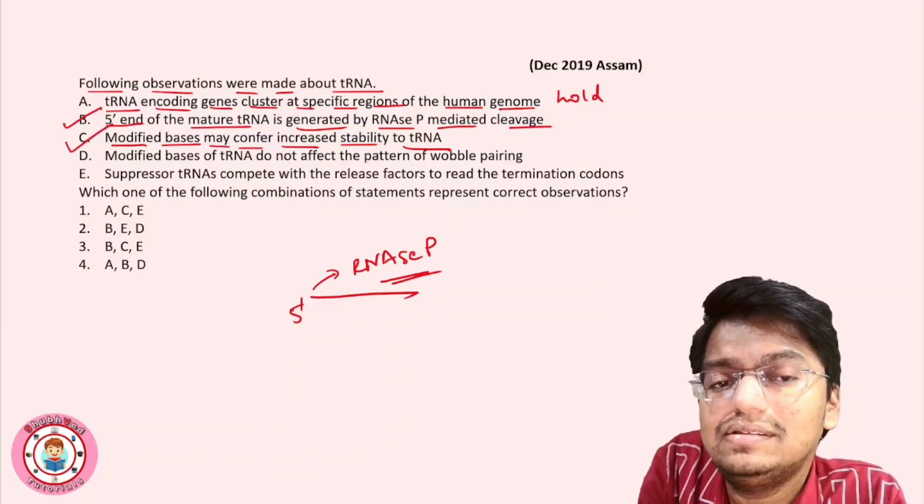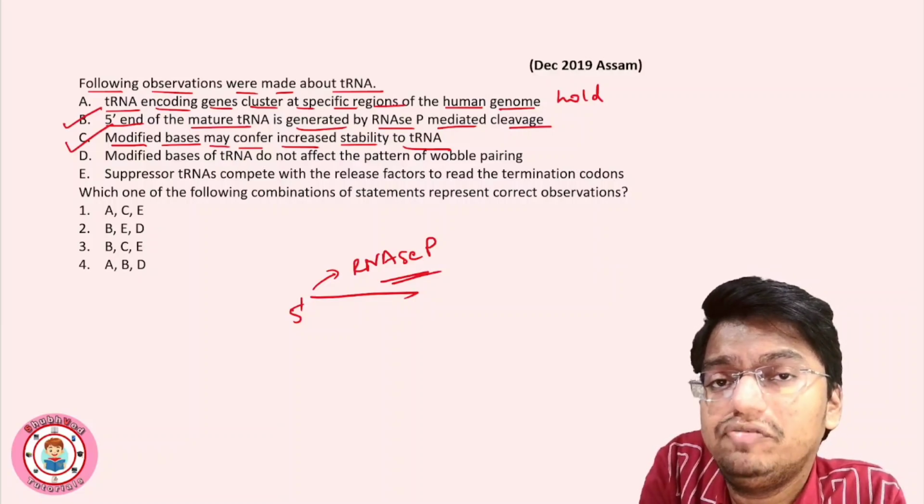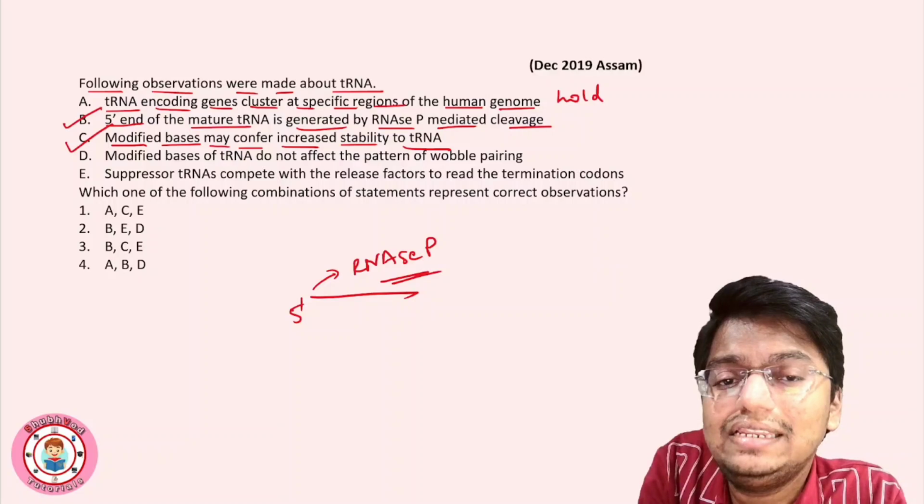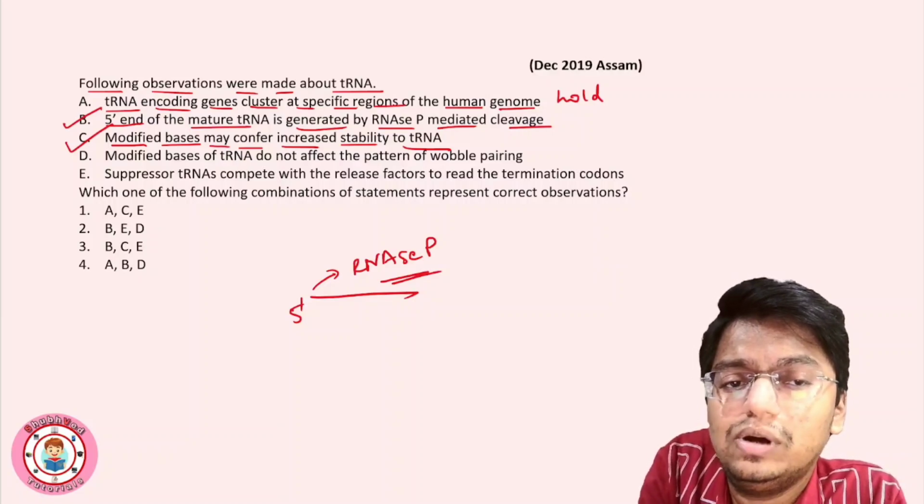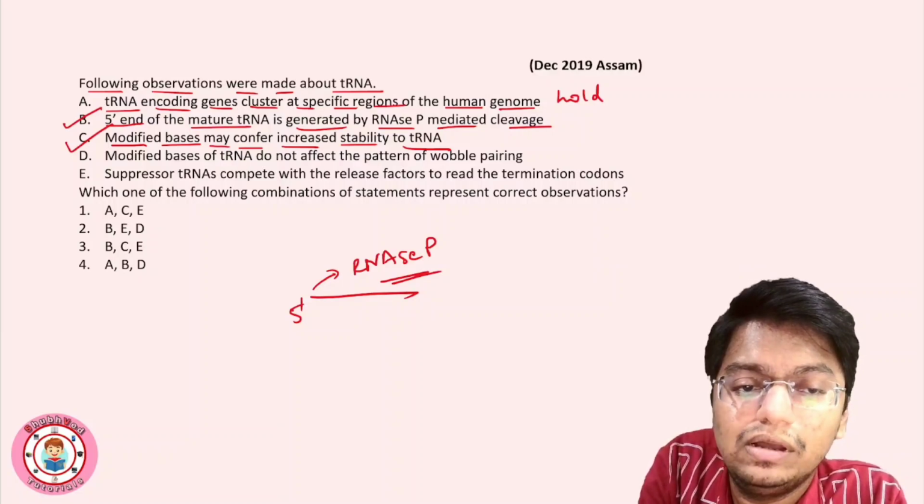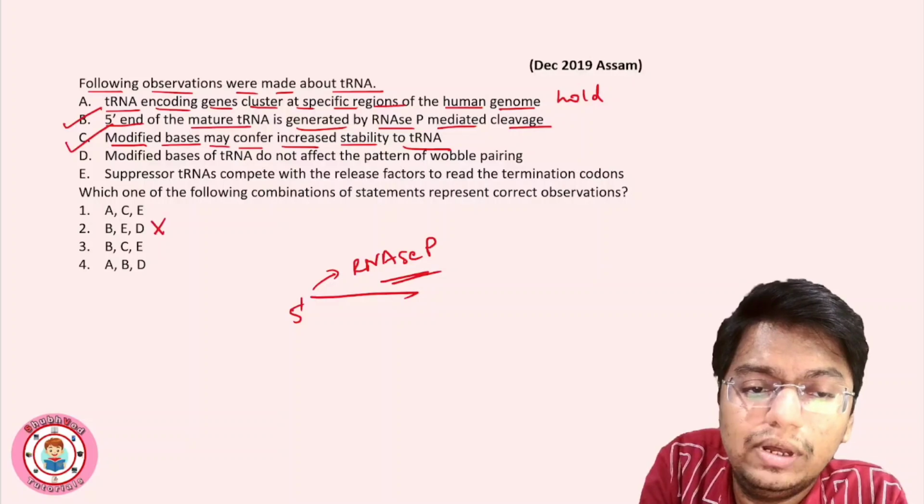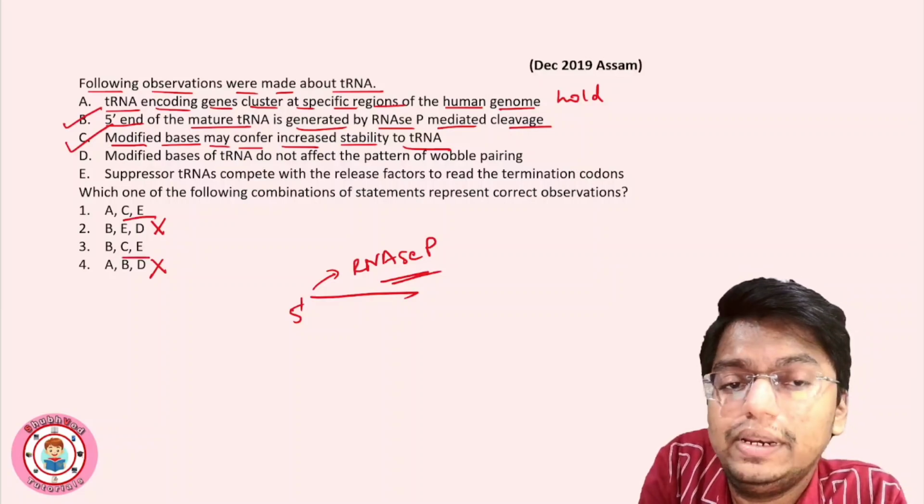The modified bases like pseudouridine and dihydrouridine are modified bases, so this can increase the stability of tRNA. So C we need to be correct, right? And B also. So option 2 and option 4 will get eliminated. Okay, now see, C and E are common.